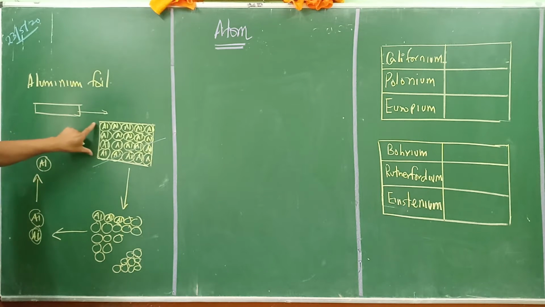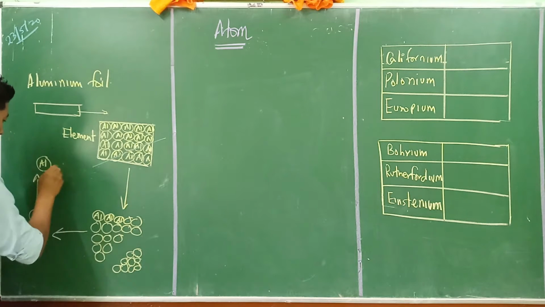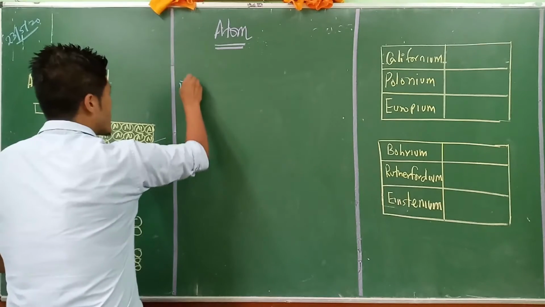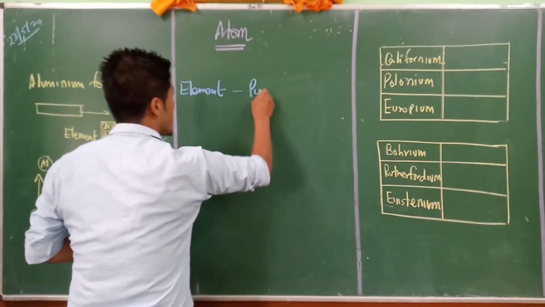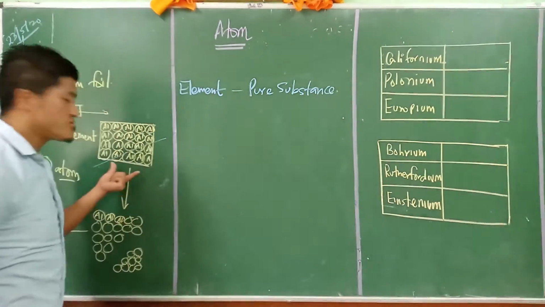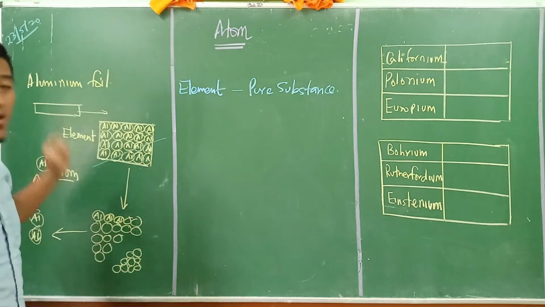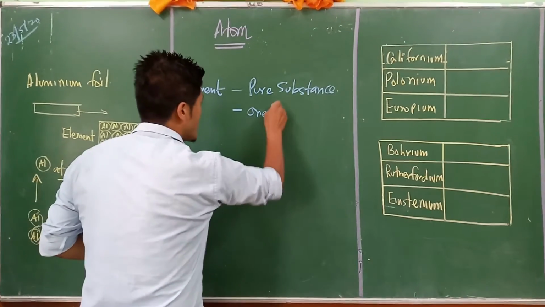And this particular thing combined together is what we call an element. This is the element here. And this is what we call an atom. Understand? So an element, we used to say, is a pure substance. They are pure substances because they have only one kind of atoms here, right?